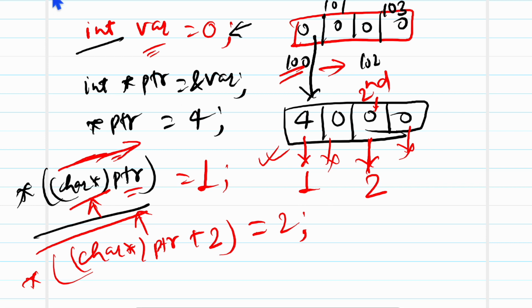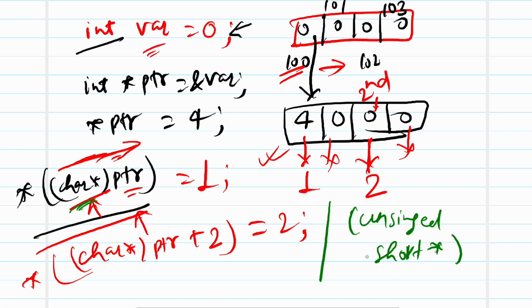Similarly, if you want to change 2 bytes in memory, which data type should you cast to? For 1 byte you cast to character, and for 2 bytes you need to cast to an unsigned short pointer. So when you typecast to this, it will access 2 bytes in memory. With this kind of typecasting, you can play with these memories.